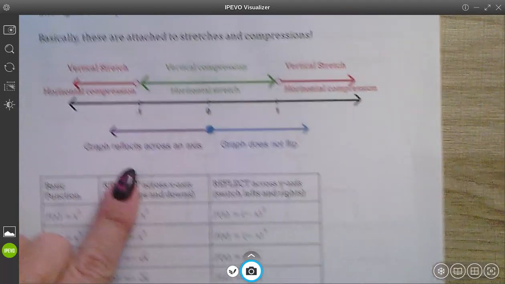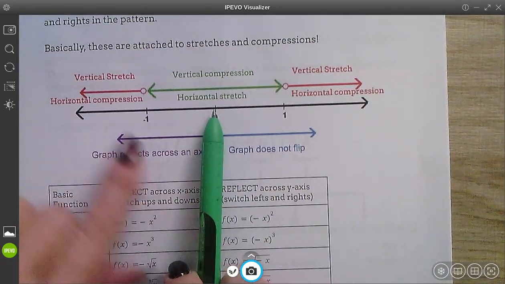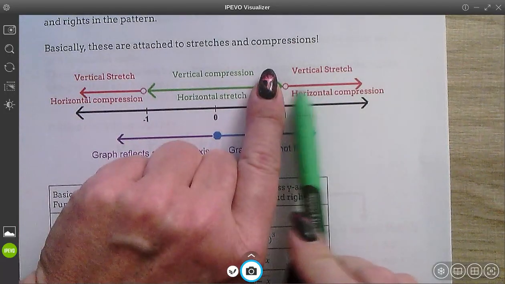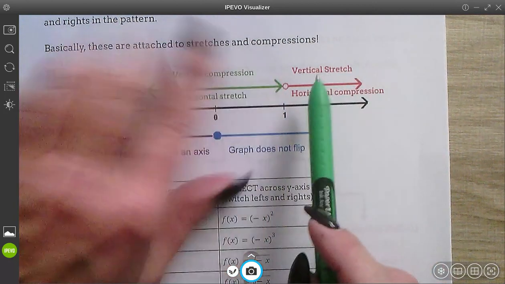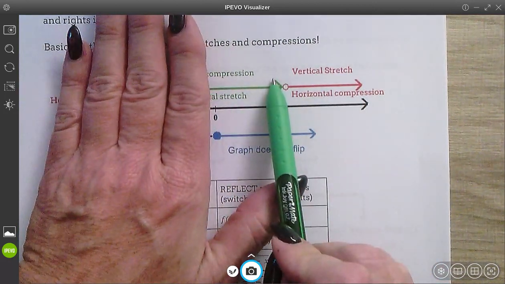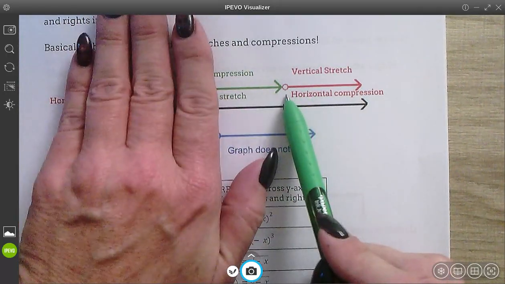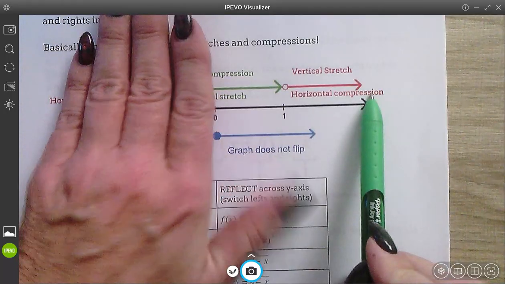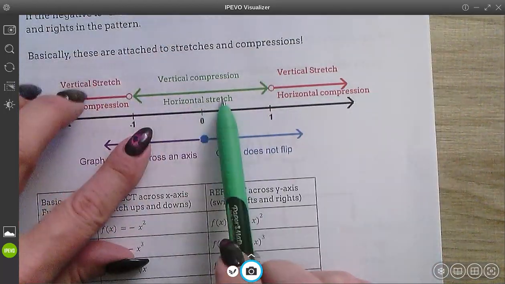If the number that is multiplied on the outside is bigger than 1, you have a vertical stretch. If the number that is multiplied on the outside is between 0 and 1, you have a vertical compression. If the number multiplied on the inside is bigger than 1, it's a horizontal compression. And if the number multiplied on the inside is between 0 and 1, it's a horizontal stretch.